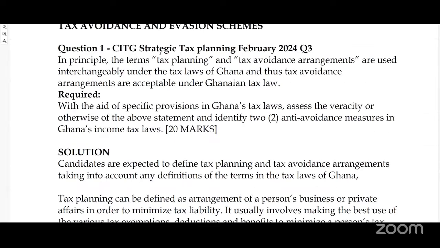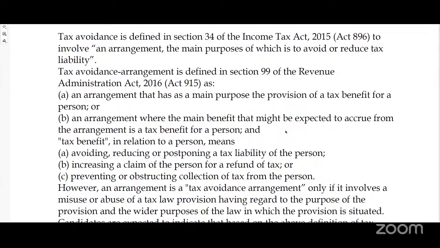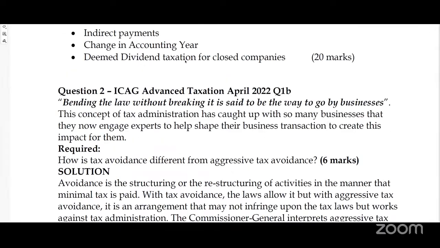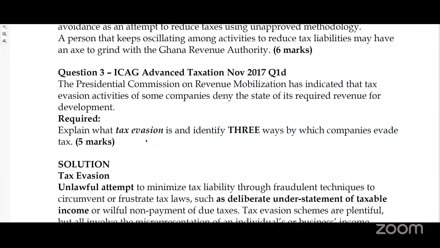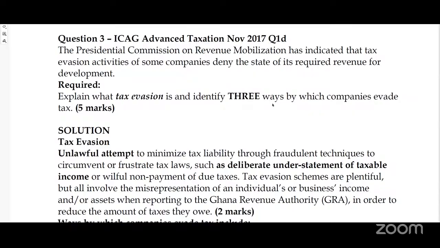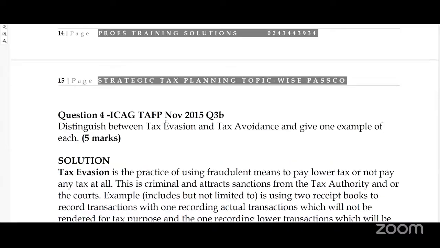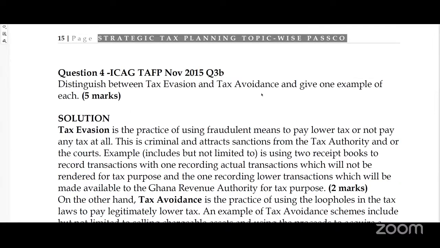So CIT, strategic tax planning, right? With the aid of specific provisions in the Ghana tax law, assess the veracity or otherwise, and identify 2 anti-avoidance measures. You see, plenty. ICA, April 2022, bending the law without breaking it. Required: how is tax avoidance different from aggressive tax avoidance? Explain what tax evasion is and identify 3 ways by which companies evade taxes. Distinguish between tax evasion and tax avoidance. So these questions are only on tax avoidance and evasion schemes.